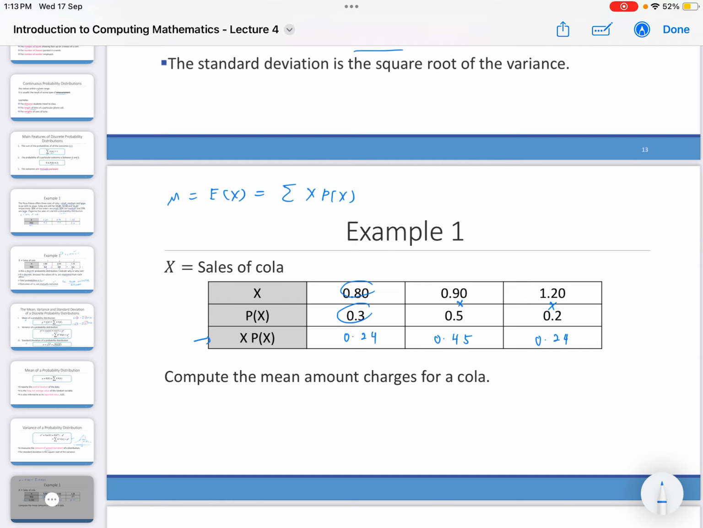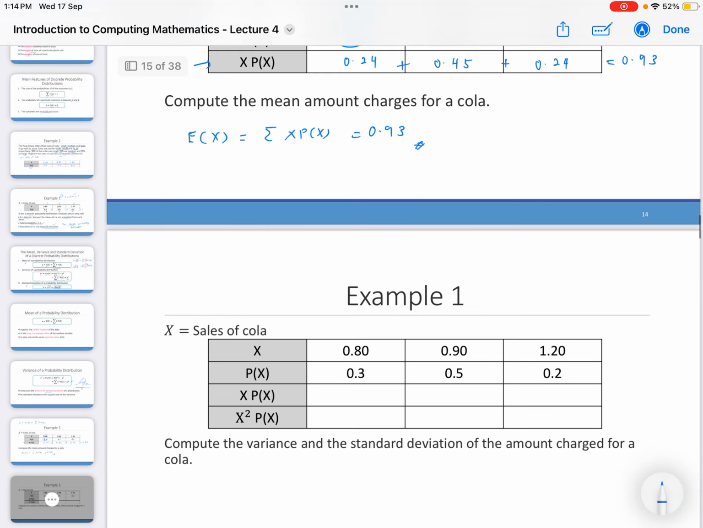And then once we calculate this x times P of x for each x, then we sum everything. This one we get 0.93. So hence, we actually get the E of x or the mean, which is the sum of x times P of x, and the sum here equals 0.93. So once we have multiplied each x times P of x, we just sum everything. This gives the mean for the probability distribution.